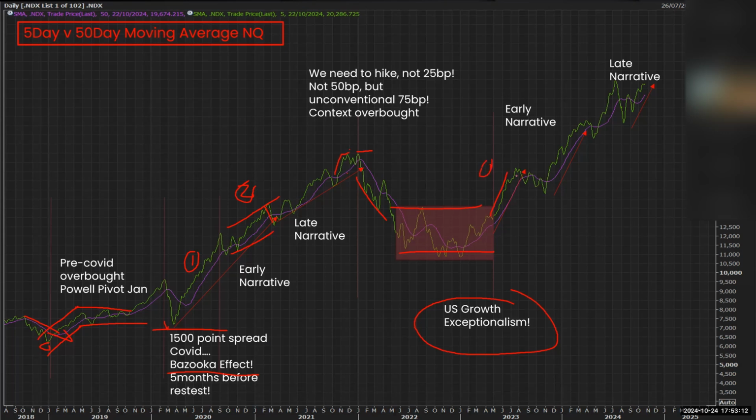Of course, that's our phase one. We had our first pullback. That's our phase two. And we've now reached late narrative, phase three. Okay. How does this end? Well, typically it's going to end with a bit of volatility. So let's have a look and see what happens. Okay. We can see right now our spread is not that wide.